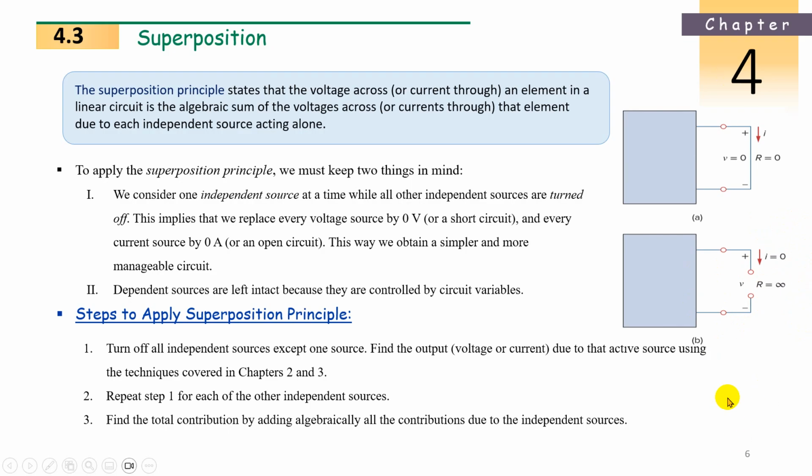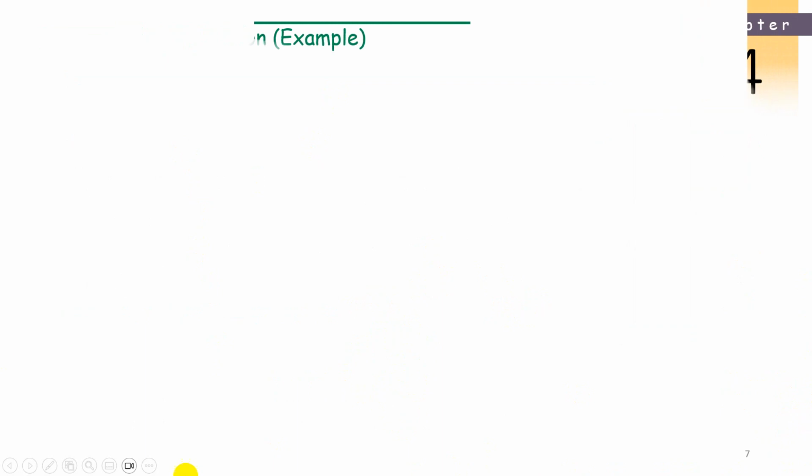Now, the last step is to join all these 3 results. Then you will get the final result. So like this we can remove the complexity and make it 3 simple steps if we have 3 sources. Okay, so now we have an example.